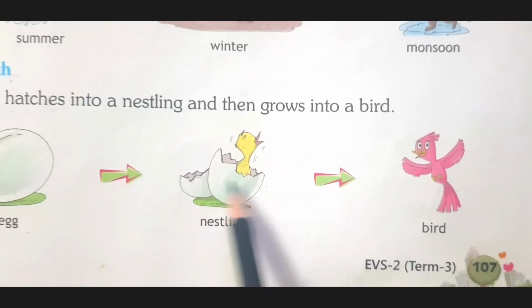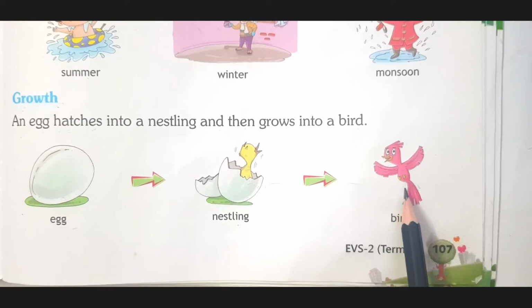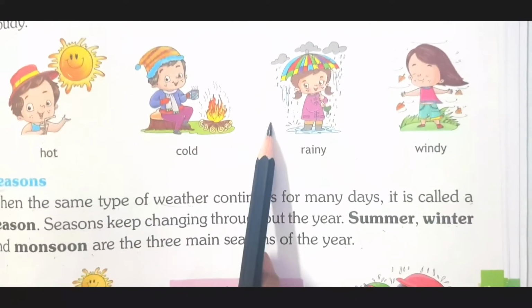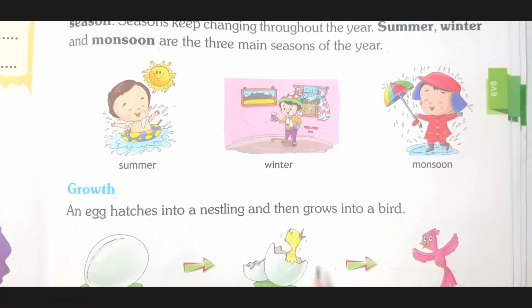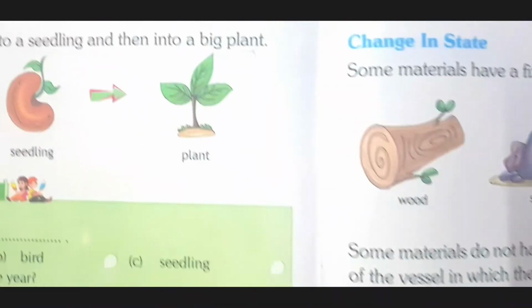So this is also a natural change, children. So we have learnt about how many natural changes, children? Till now 3. One is phases of the moon, then weather, then seasons, then next growth. Now next one more we are going to read about growth, children.